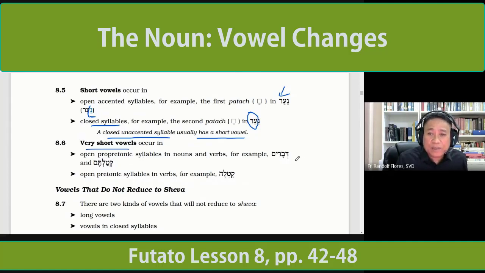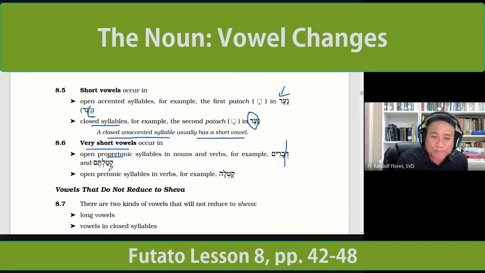For example, devarim and ketaltem, that's the verb. Open propretonic syllable, devarim. That's the propretonic syllable here, the de, and it is very short because it is shewa. So very short, no accent. The accent is on the rim. But this is a very short vowel, open propretonic.